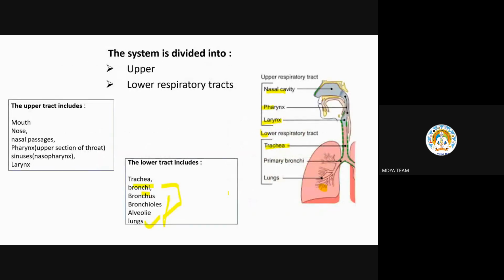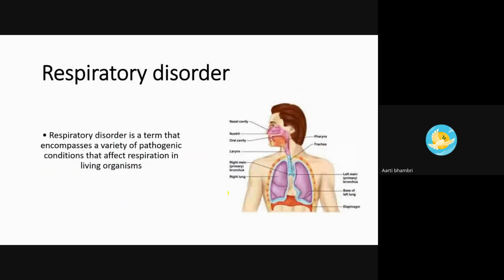Is it clear to all? Yes, ma'am. Okay, ma'am. You all know, right? Further with disease.